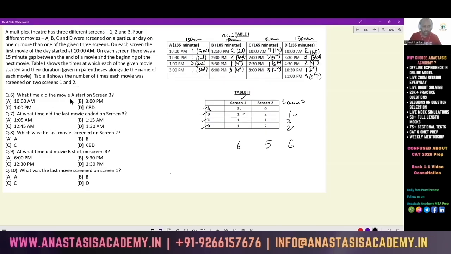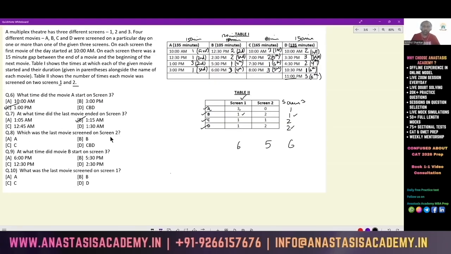What time did the movie A start on screen 3? On screen 3, movie A started at 1 p.m. So option C. At what time did the last movie end on screen 3? Last movie on screen 3, sixth movie on screen 3, started at 11 p.m. and it went on for 135 minutes. So 2 hour 15 minutes, so 1:15 a.m. That is when the last movie on screen 3 ended.